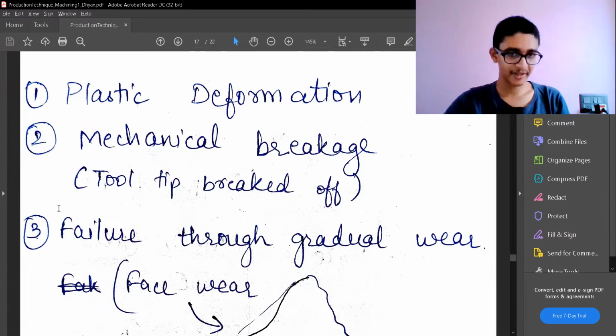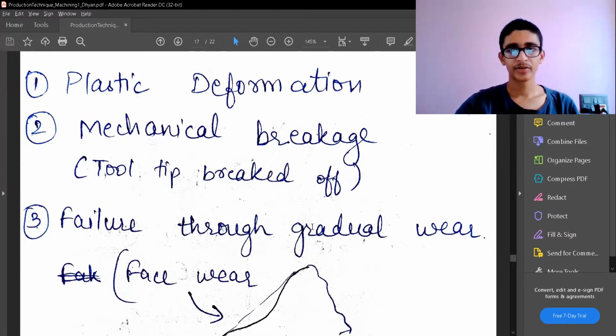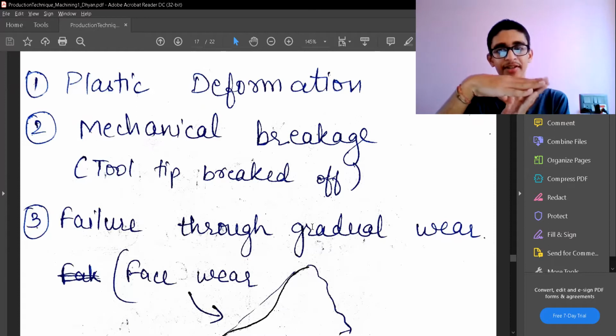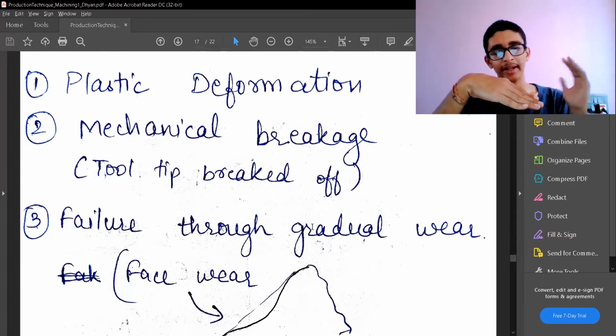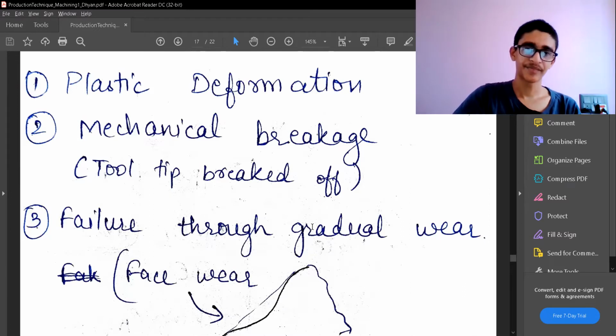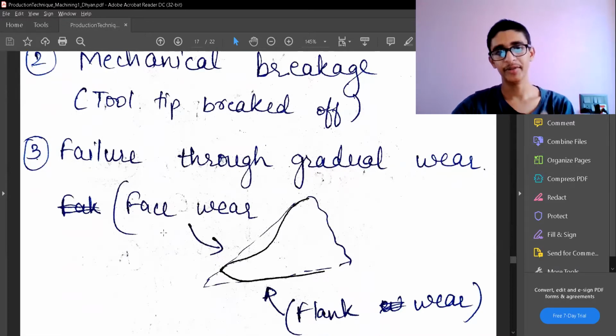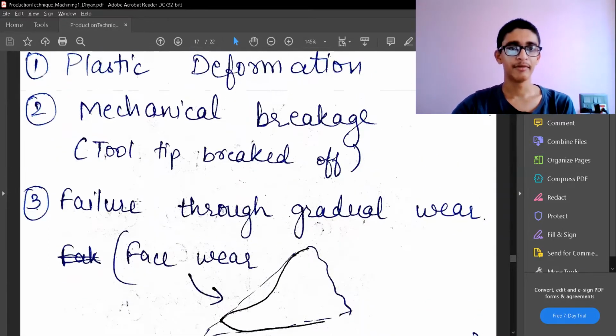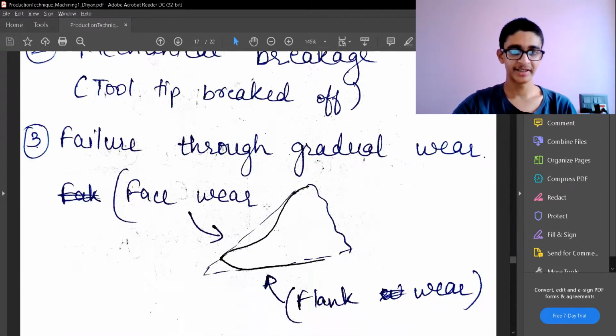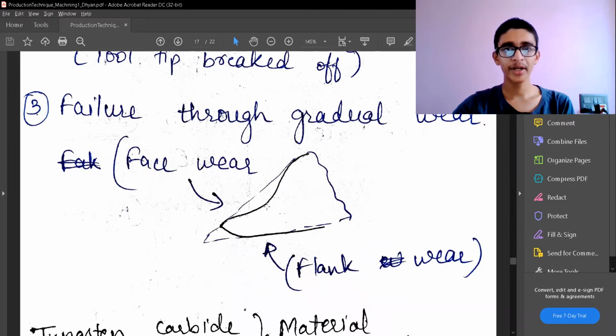And the third is the failure due to gradual wear. So we know that there is a rake surface and there is a cutting surface. Gradual wear is also going to lead to failure, but it is easily visible to us, while tip breakage is a very unknown phenomenon. It is not going to give any indication to the user or the machine performer that the tip is going to break. The failure due to gradual wear is easily visible, and we can work on my tool and reduce the wear also.